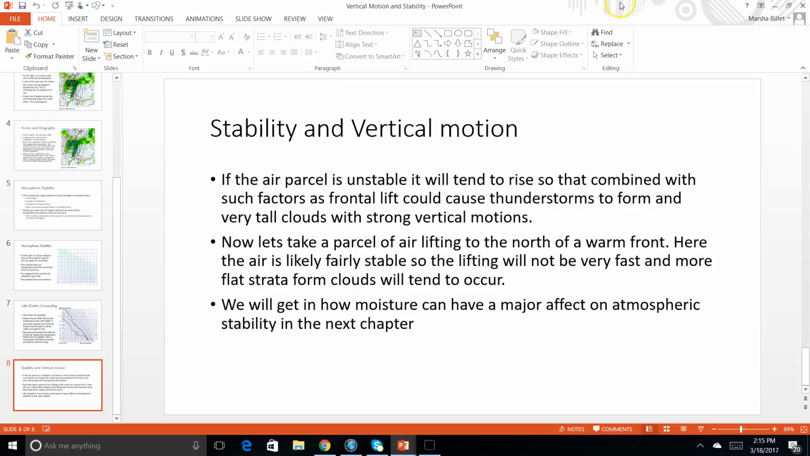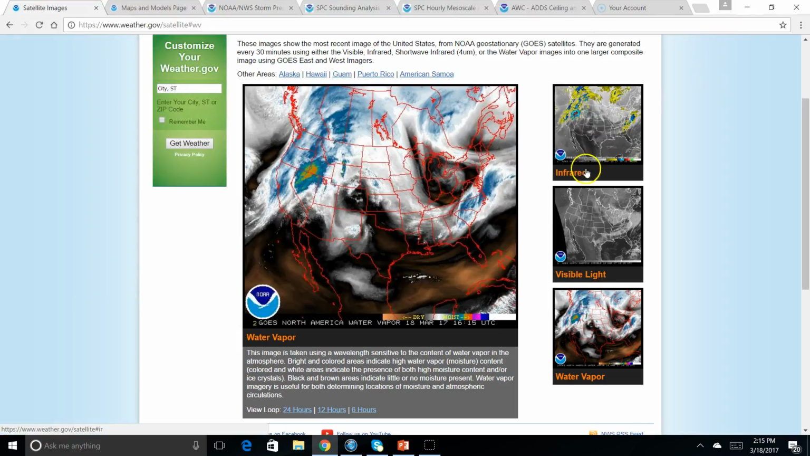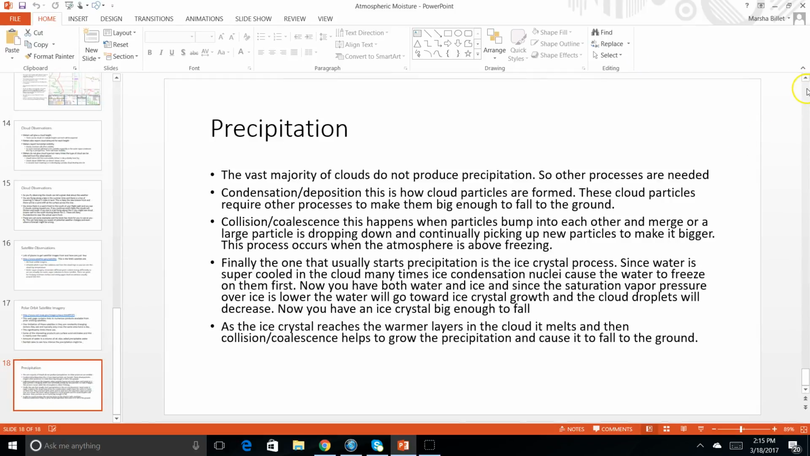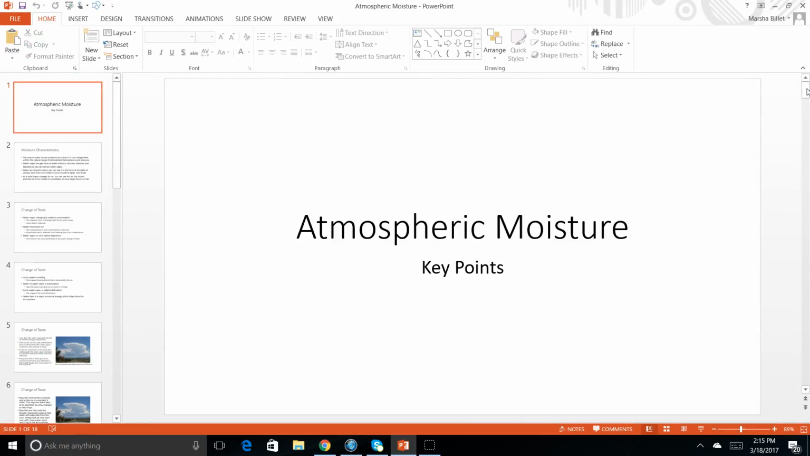So let's get away from this one now, and let's go into moisture. So the moisture we'll talk about. Let's go into right here a minute.